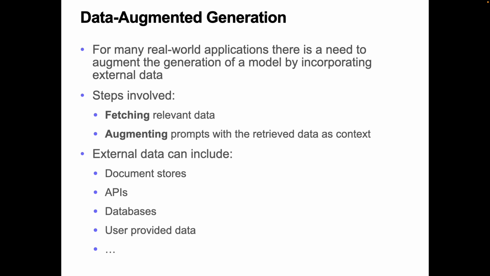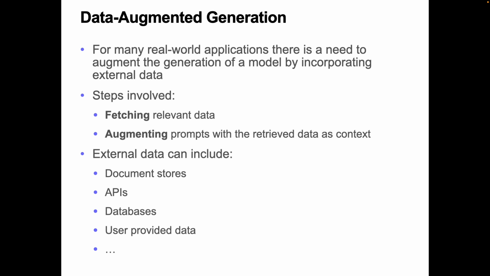One use case that, as I mentioned, I'm really excited about is this idea that you can use data to augment the generation. So what does this mean? For many real-world applications, there is a need to augment the generation of a model by incorporating external data. In fact, I would say a variety of real-world applications today will require some kind of interaction with APIs and so on. So I think it's a very good concept to understand and know, because a lot of applications can emerge from this idea.